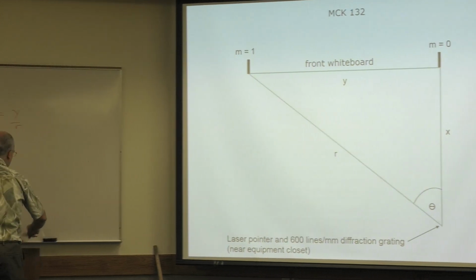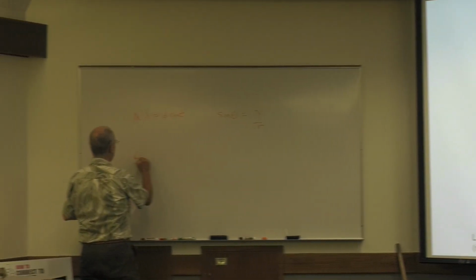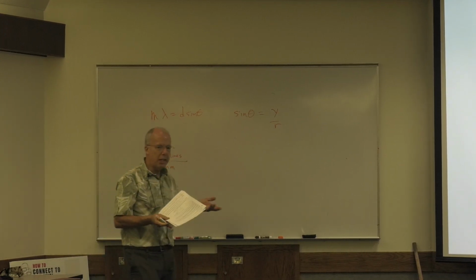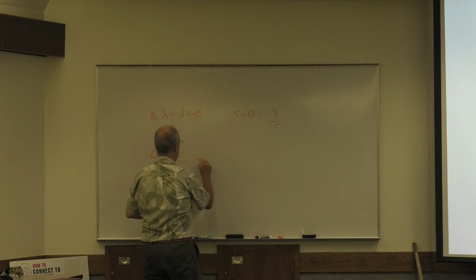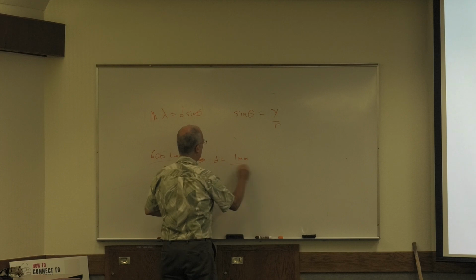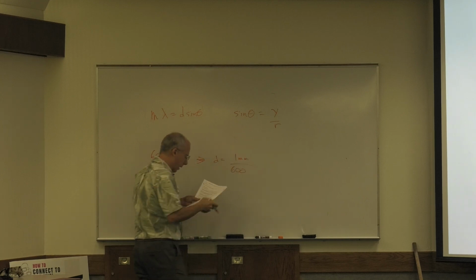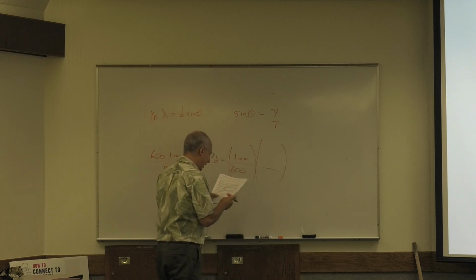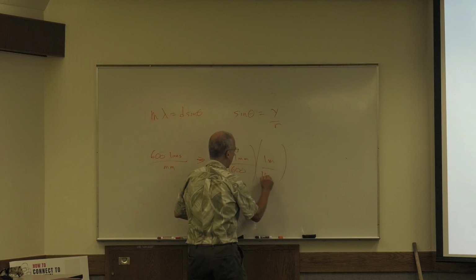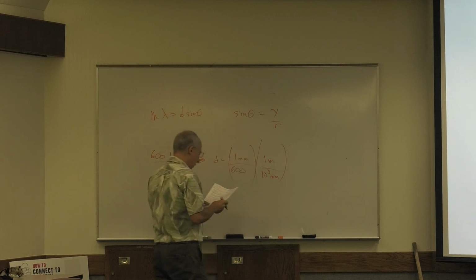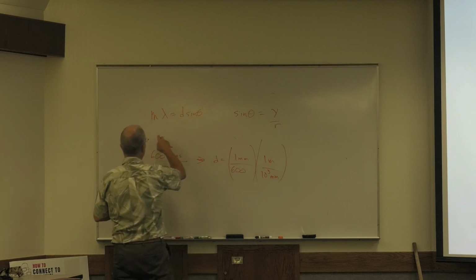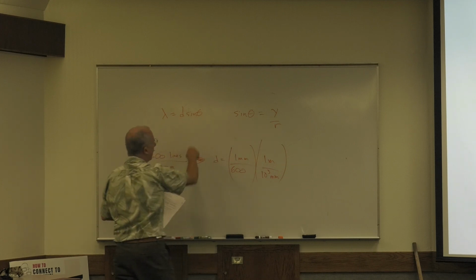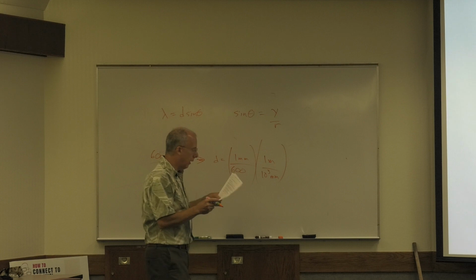So how do we get that? Well, it's 600 lines per millimeter, right? So therefore, what's d? Just the reciprocal of that. So d is just 1 millimeter divided by 600 lines, or divided by 600. And we've got to get it in meters, because we're doing everything right. And so 1 meter is 10 to the third millimeters. Okay, so we do that. So you plug that in here, you plug that in here.